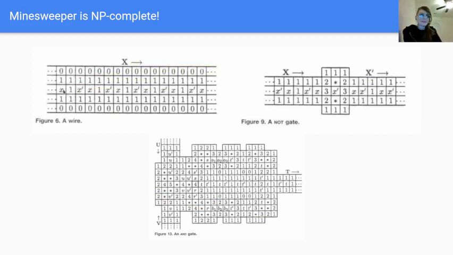But logically, this one is connected to this one, and this one's connected to this one, and so on, all the way down the chain. Okay? This is a NOT gate. So if this one's not X, this one has to be X, of course. This is part of the wire that's just coming in still from back here.